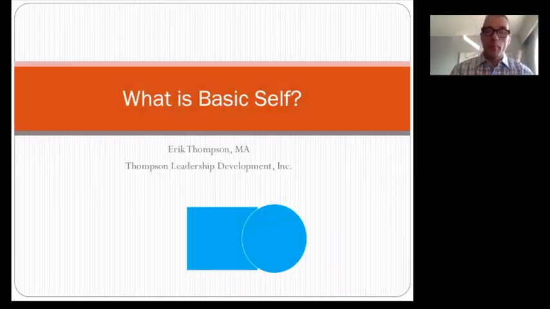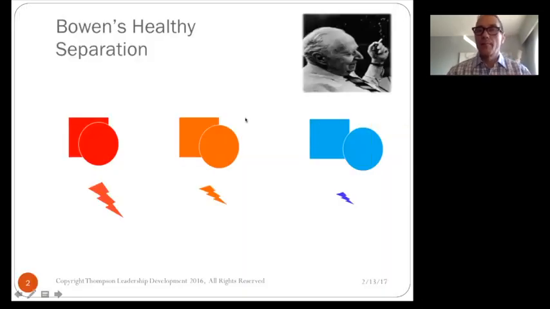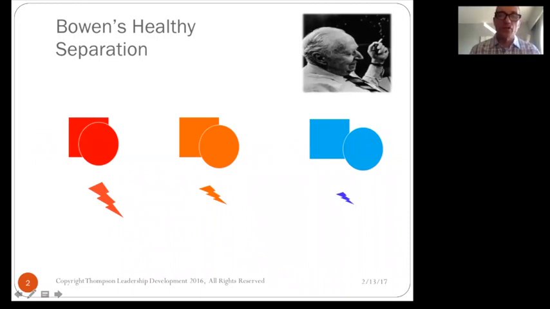What's basic self in 4 minutes? You see the standard icon of self in blue down there at the bottom. And Bowen's saying, okay, look at individuals and look at groups. What's the most important thing? What's the most important thing when it comes to how humans function?